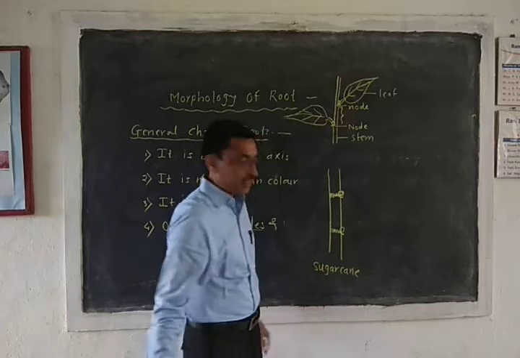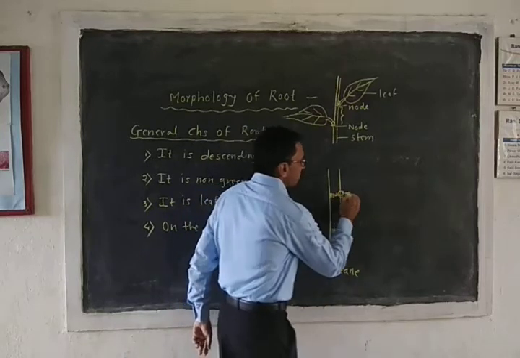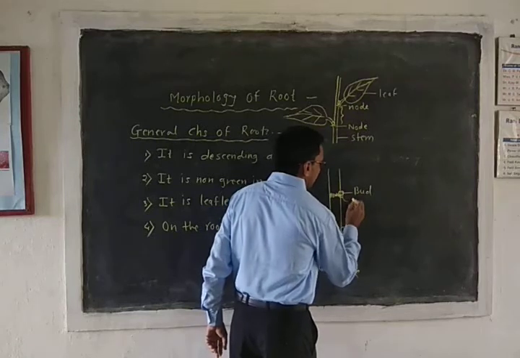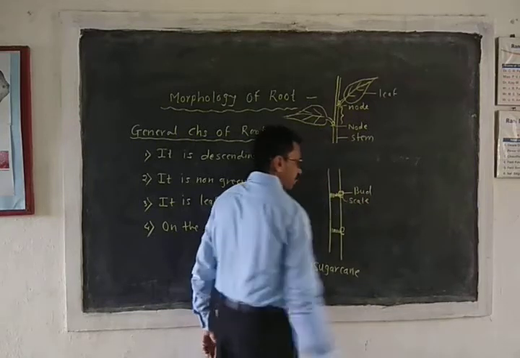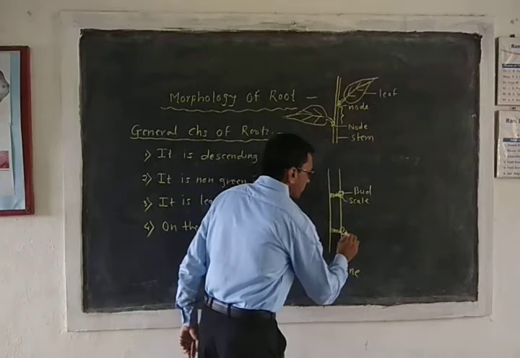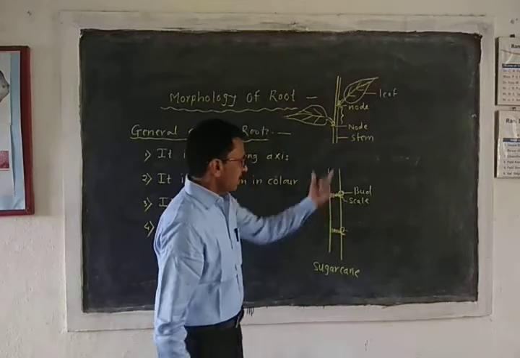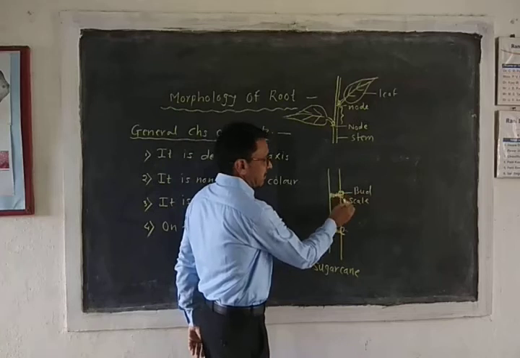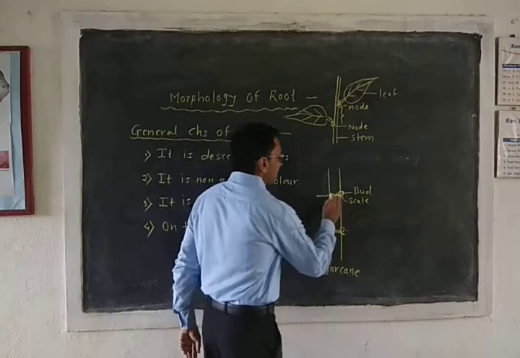Here the buds are present. Here the scales are present. This is the bud, and this one is scale. This is also bud. Is scale. The portion of stem from which buds are arise, from which scales are arise, is called as a node.